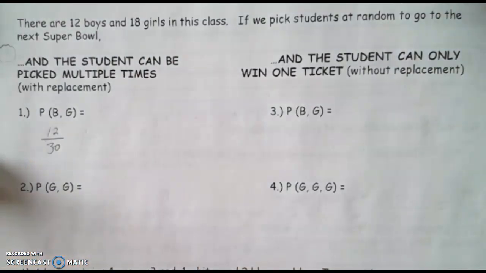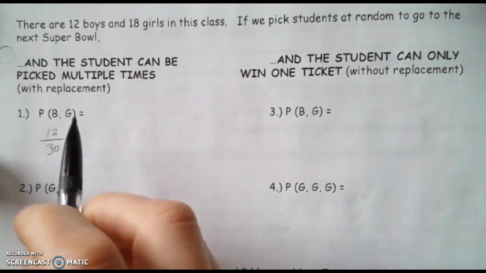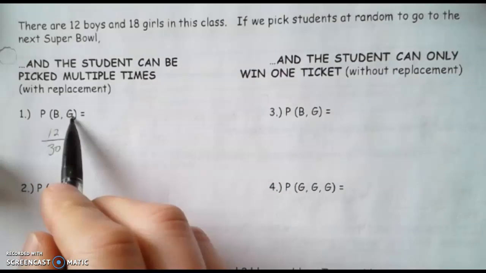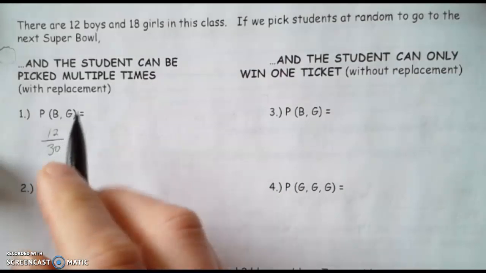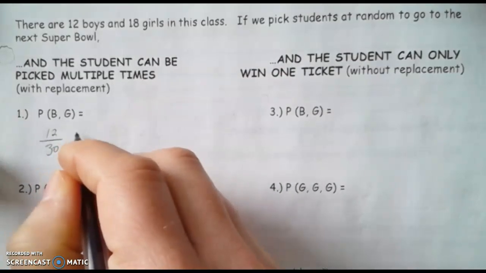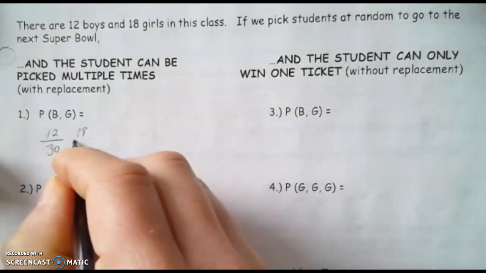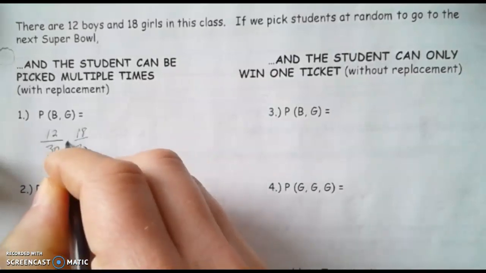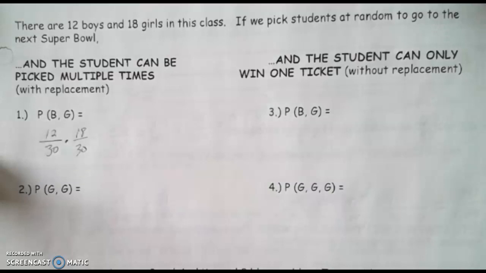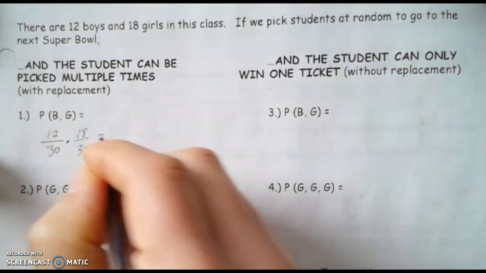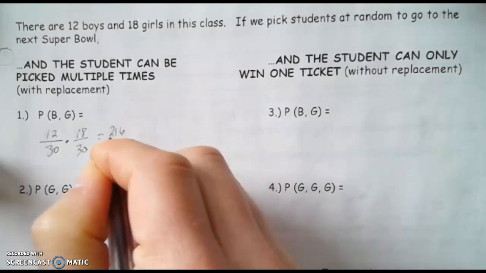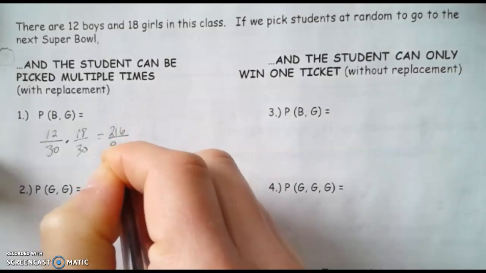Now that student goes back in the drawing for the second set of tickets, and we want a girl to win this time. So for the second set of tickets, if a girl is going to win, that's a probability of 18 out of 30. Now to get the compound probability, we multiply those together. That gives us an answer of 216 out of 900.